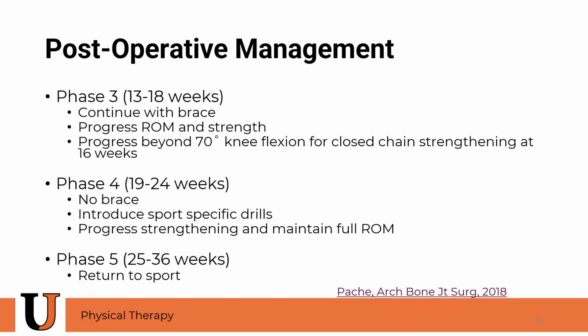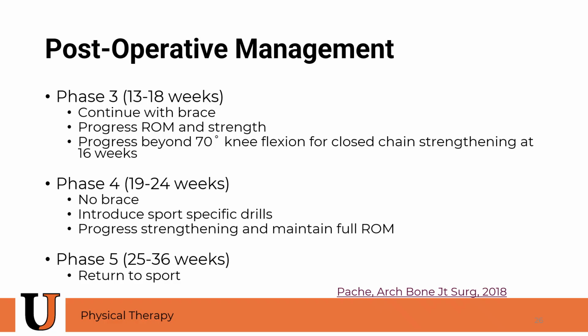Postoperative management, phase 3 is considered weeks 13 to 18. Here you're going to continue with that dynamic knee brace in addition to progressing range of motion and strength. The 70 degree of knee flexion rule is still going to apply until week 16. At week 16 for closed chain exercises, you can go beyond that 70 degrees of knee flexion. Phase 4 is weeks 19 to 24. This is when you can ditch the brace and begin introducing some sport-specific drills, in addition to progressing strengthening and maintaining the full range of motion.